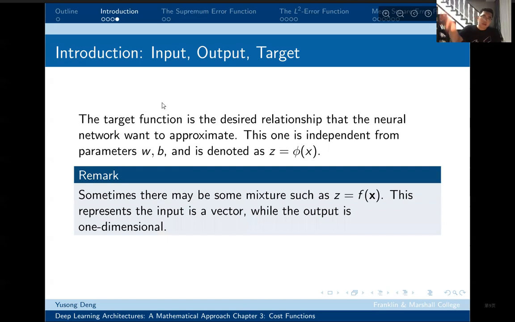And sometimes there may be a mixture, such as z equals f(vector x), which means the input is a vector while the output is one dimensional. For example, when we first learn about neural networks, most professors and instructors will say, okay, let's do a first project. We call it recognizing handwritten numbers or whatever.